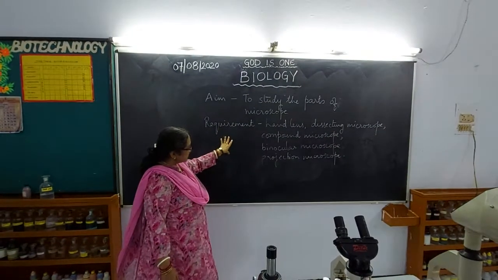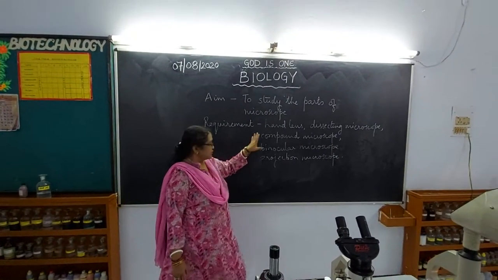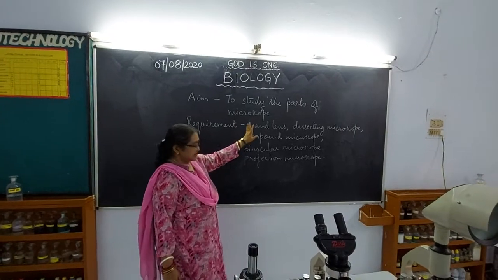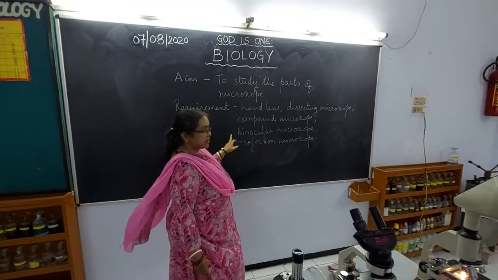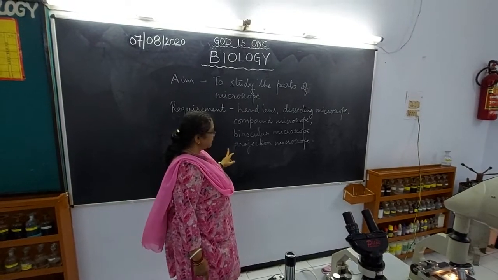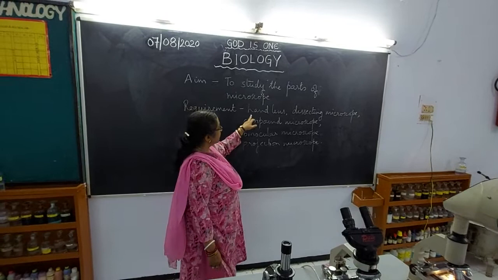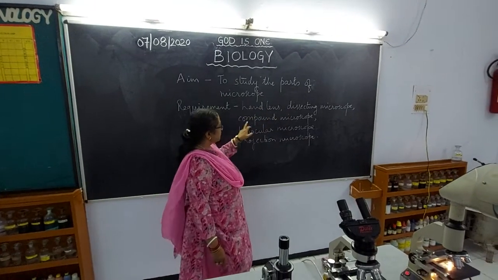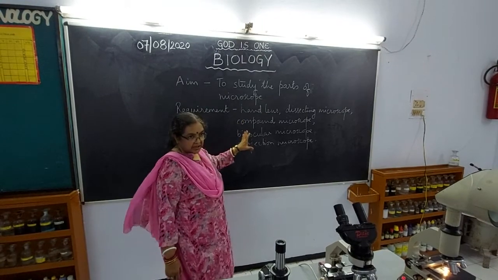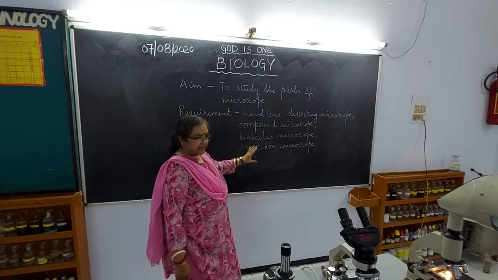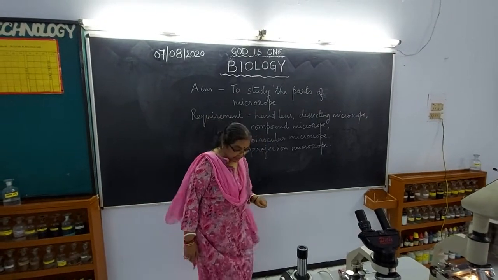Now for this requirement there are different types of microscopes. So we have the hand lens, then the dissecting microscope, compound microscope, binocular microscope and projection microscope. In your course you have to draw the diagram of the hand lens, dissecting microscope and compound microscope. All have to do this in your practical notebooks. These two we are having, so we are demonstrating them, but you don't have to make the diagram for that.